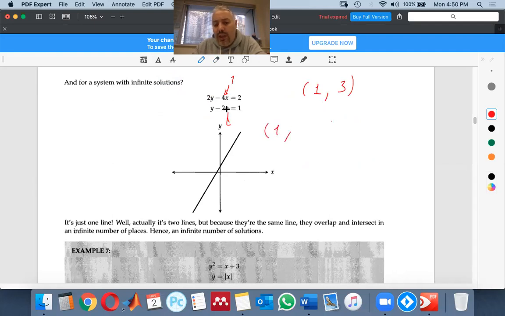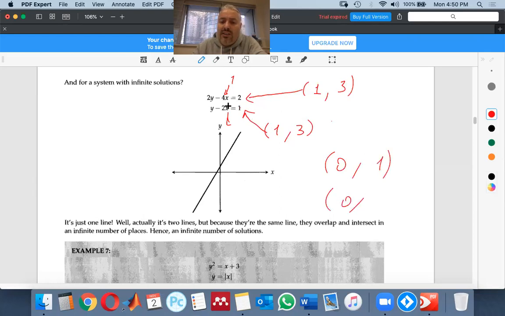1 times -2, -2, take the other side, +2, 2 and 1, 3. What do you see? 1, 3 is a solution for the first one. But this is only 1, 3. There could be others, for example, when x is 0. When x is 0, what is y? 2y is 2, y is 1.